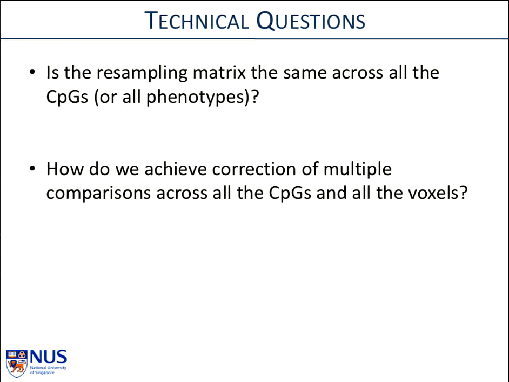That's why when your resampling is 1,000 times, your maximum value across all CPGs and across all spatial domains still gives you 1,000 numbers for generating the empirical distribution for statistics. Okay? And that's how you achieve the multiple comparisons correction across the spatial domain as well as across the CPGs.